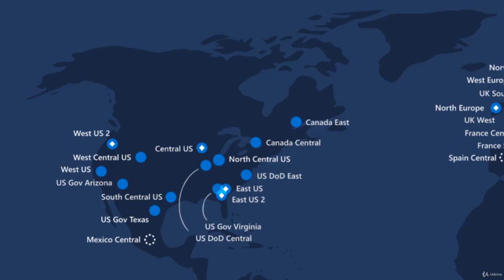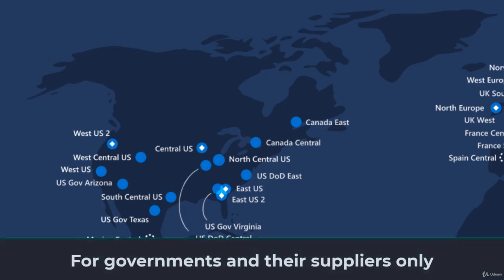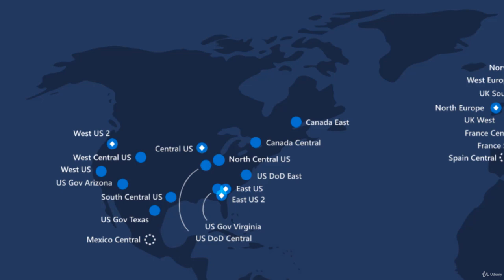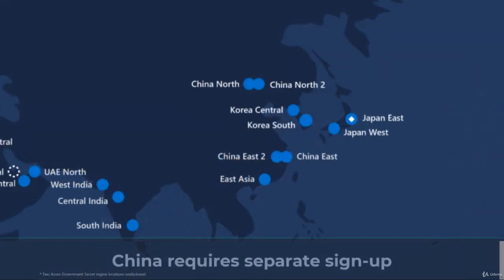Now, the truth is not all of these regions are available to everyone. For instance, we can see that the US has a lot of government regions. There's Virginia, Texas, the Department of Defense. You're not going to have access to those unless you're involved in the US government. Also, China, you need to have a specific relationship with the Chinese company in order to get access to that, etc.